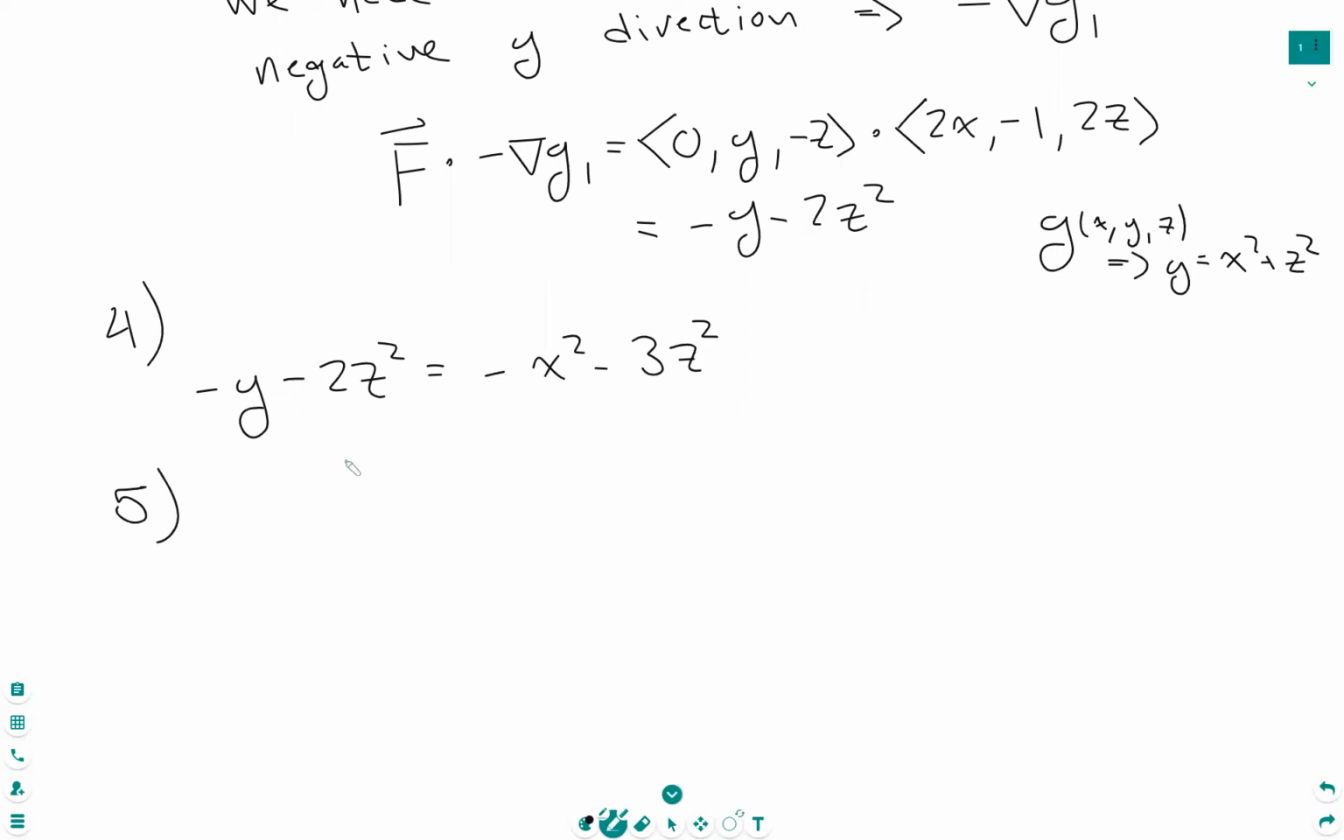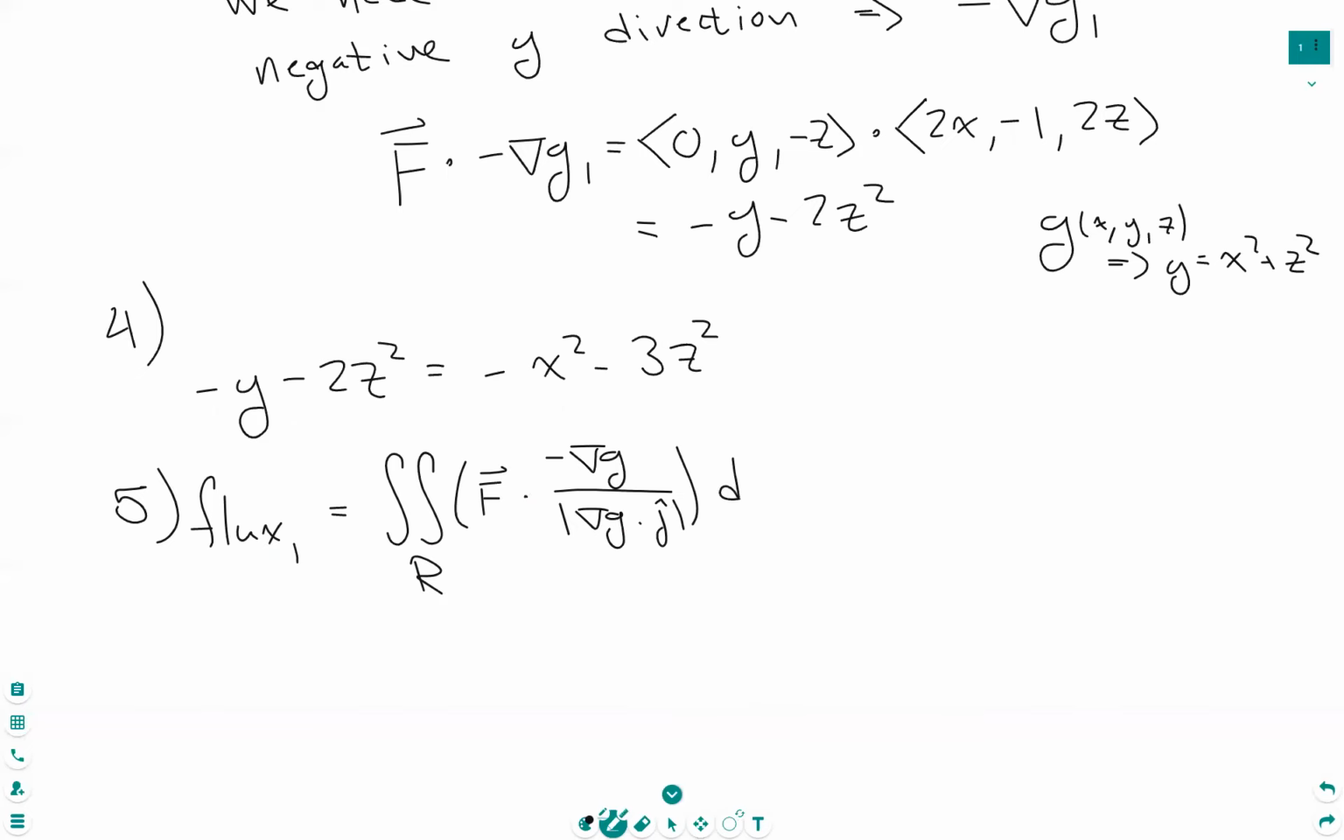All right, step 5. This seems like a pretty good candidate for trying to do polar coordinates. So the flux for surface 1 will end up being the area integral of f dotted with negative grad g over grad g dotted with j hat dA.